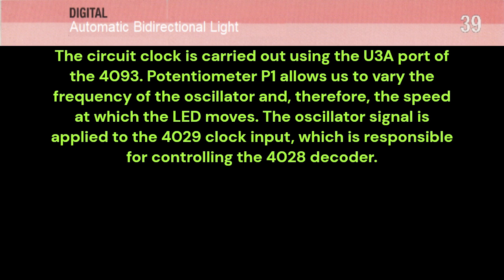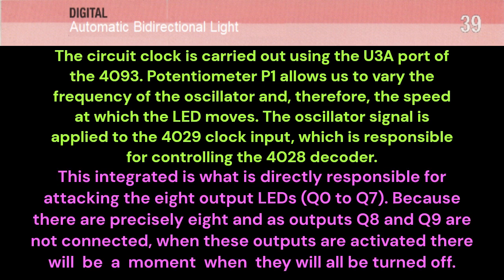The oscillator signal is applied to the 4029 clock input, which is responsible for controlling the 4028 decoder. This integrated circuit is directly responsible for driving the 8 output LEDs, Q0 to Q7. Because there are precisely 8 LEDs and outputs Q8 and Q9 are not connected, when these outputs are activated there will be a moment when they will all be turned off.